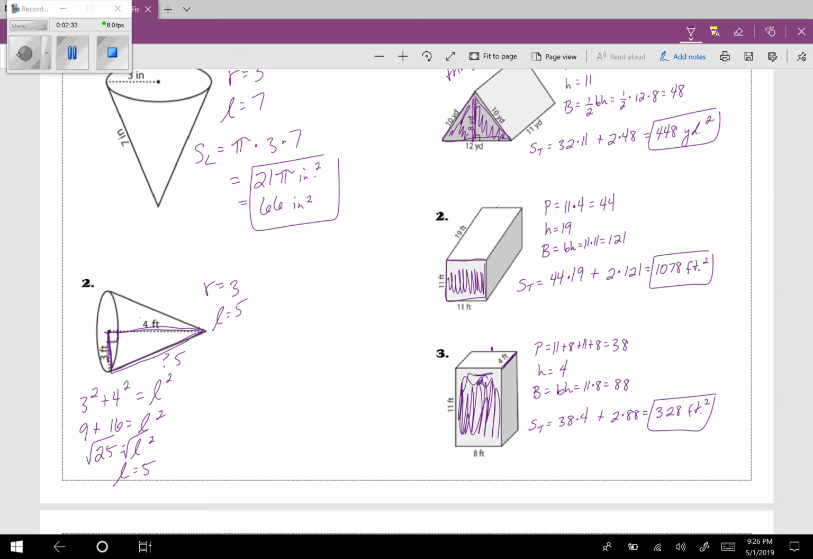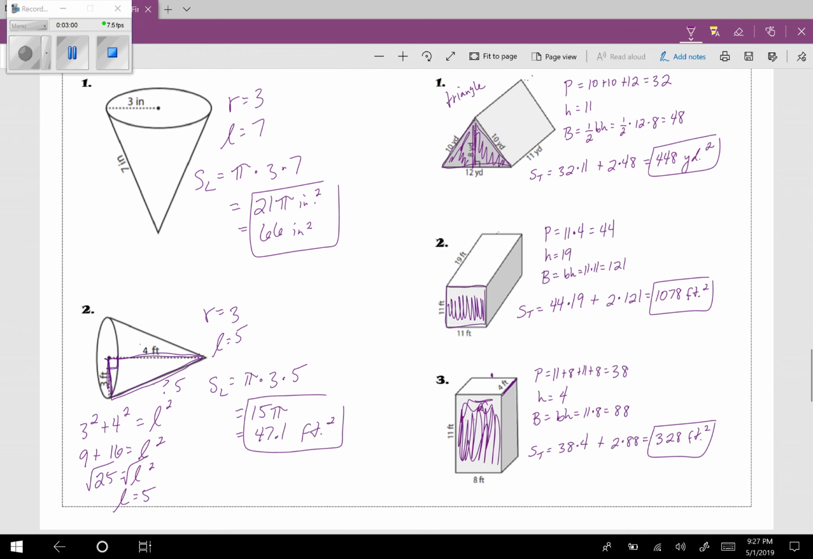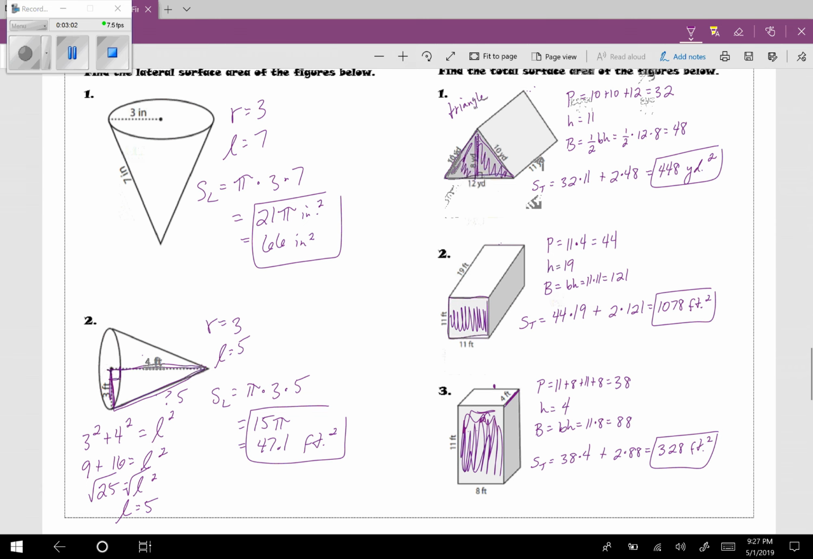And now we just plug in. Our lateral surface area is pi times the radius, which is 3, times the slant height, which is 5. So it comes out to be 15 pi, which, when you plug that in the calculator, is 47.1 feet squared. So that's the lateral surface area for a cone.